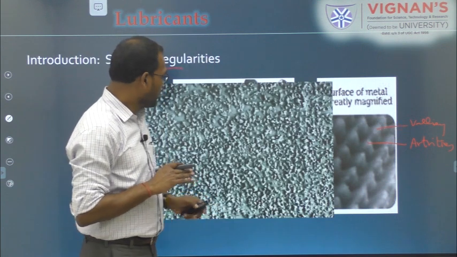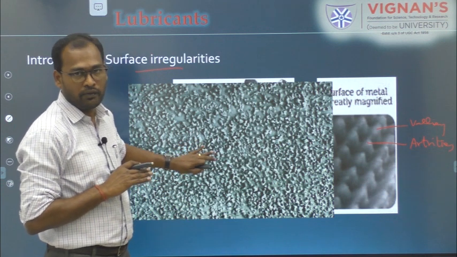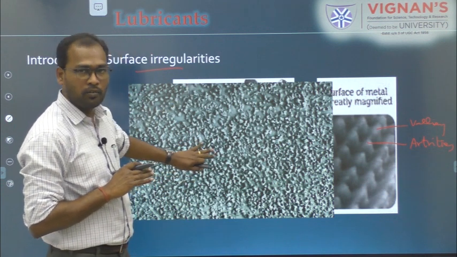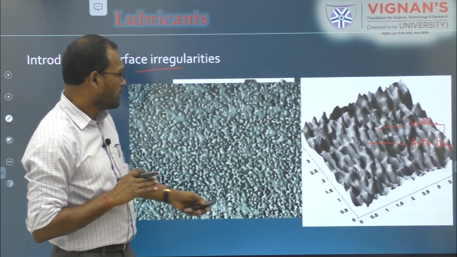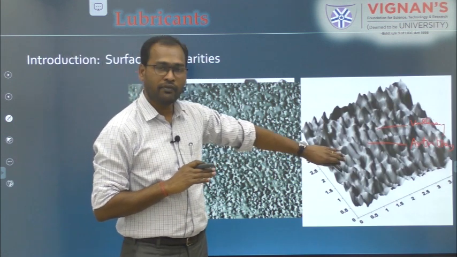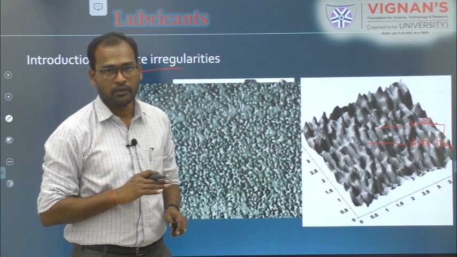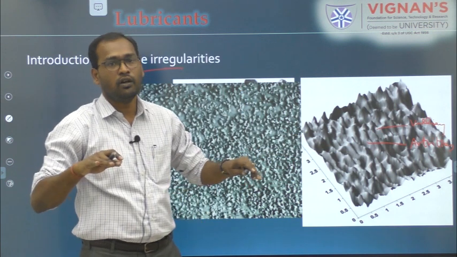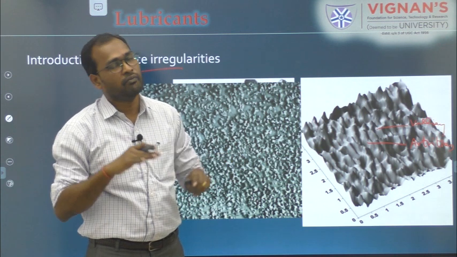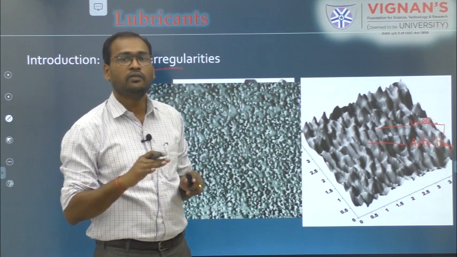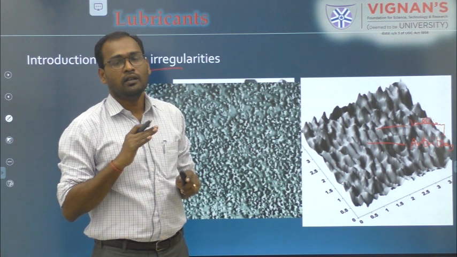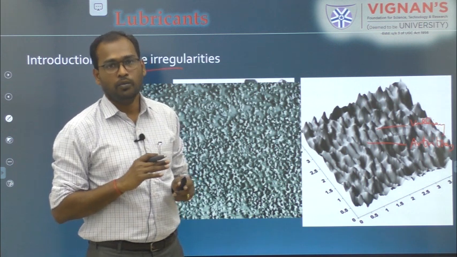This is another surface, our wall, with the normal naked eye. The same thing, if you see using AFM microscopy, you will see this kind of imperfection. So if the surface is not uniform and has some imperfection over it, then that will lead to some of the characteristics which affect lubricants.